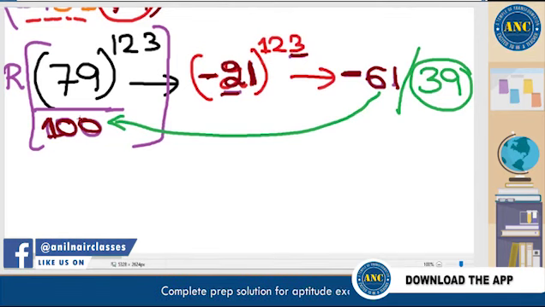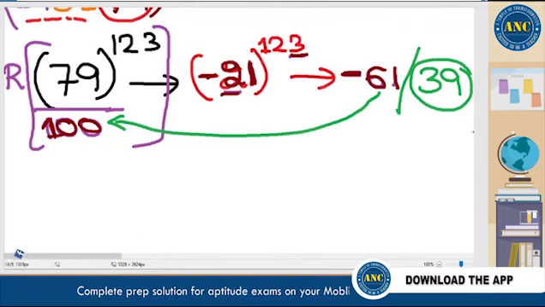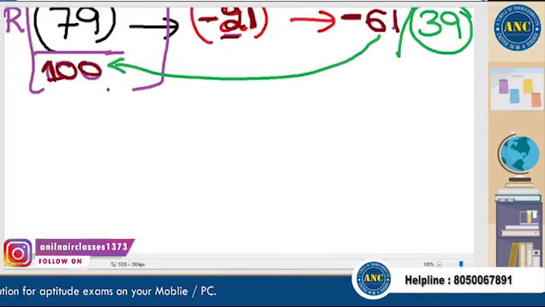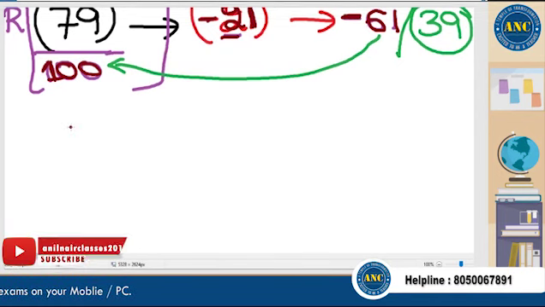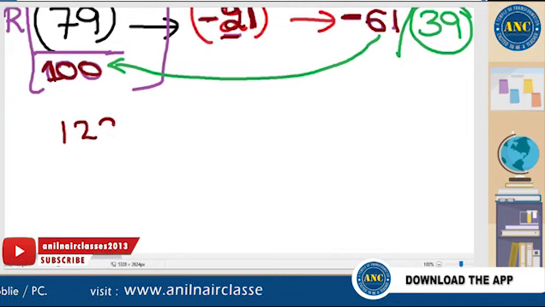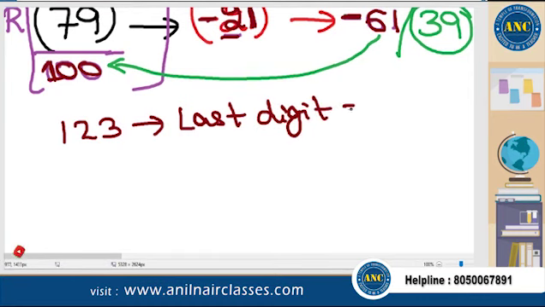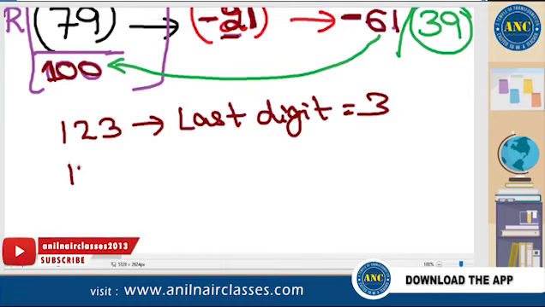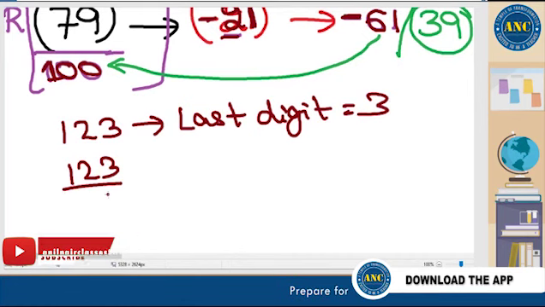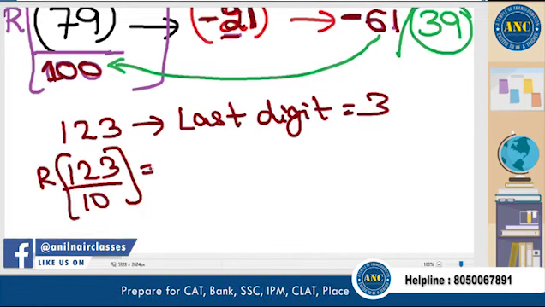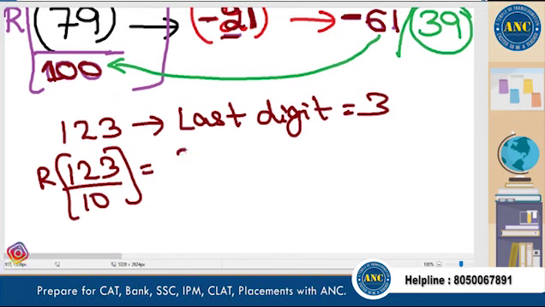Now, there is a student, New World. He asked me a doubt. Why do we have to divide with 100 for every number? Now, simple, sir. Suppose, for example, I have the number 123. What is the last digit of 123? The last digit of 123 is 3. That last digit is nothing but taking that number, dividing by 10, and finding the remainder. 10 into 12 is 120. What is the remainder? 3.